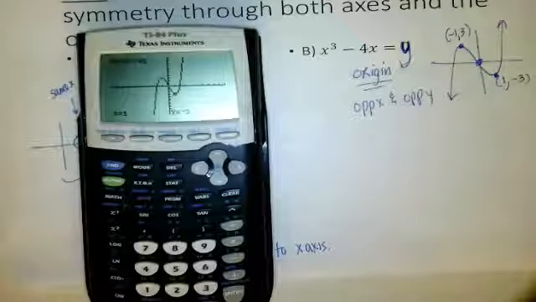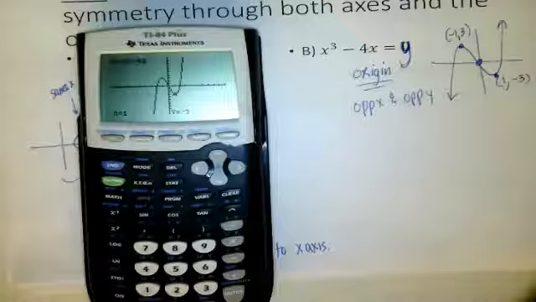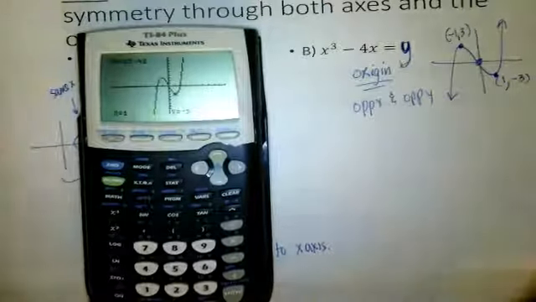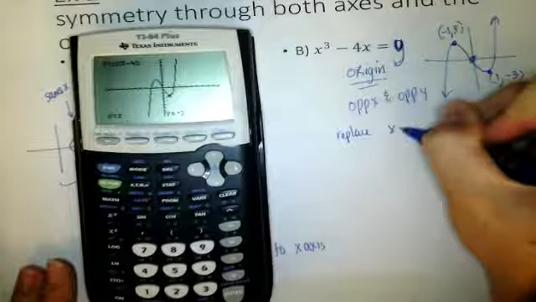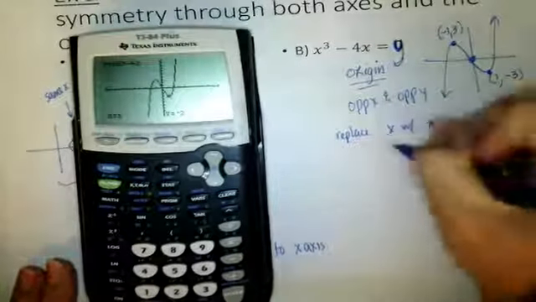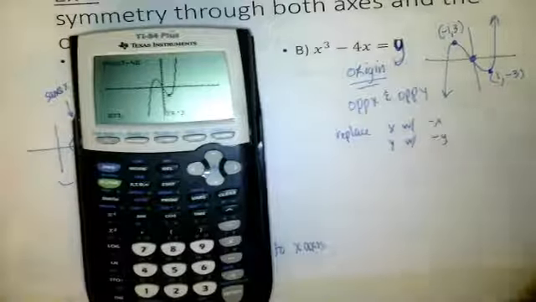So let's, again, look at our box on page 17. The graph of an equation is symmetric with respect to the origin if replacing x with negative x and y with negative y yields an equivalent equation. This is number 3 in the box. So I want to replace x with negative x and y with negative y in my equation. Now let's see what happens.